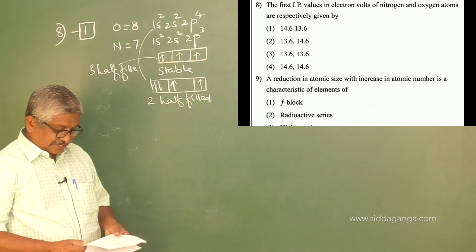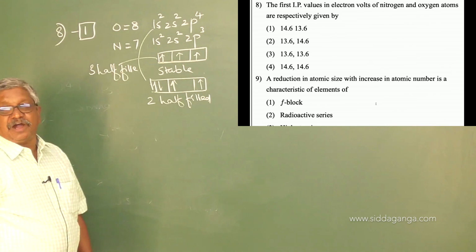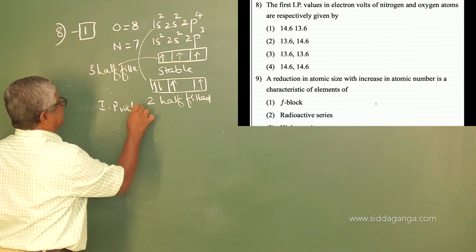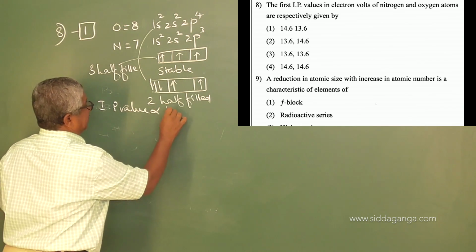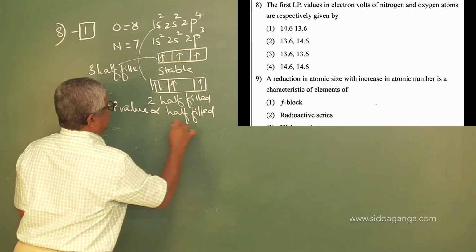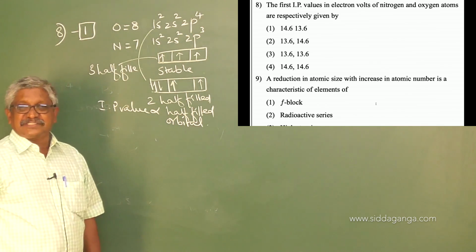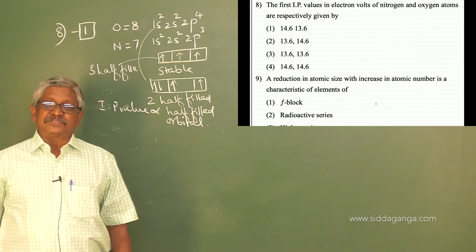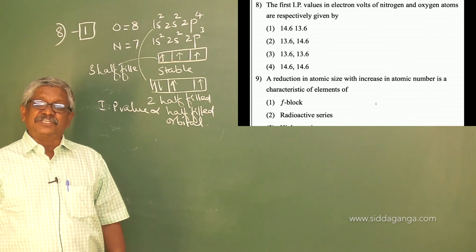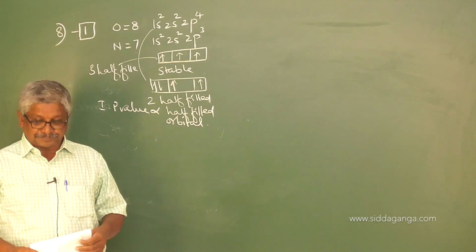So the reason is IP value directly proportional to half-filled orbitals. ಯಾವುದೆಲ್ಲ half-filled orbital ಜಾಸ್ತಿ ಇರುತ್ತೋ ಅದಕ್ಕೆ IP values ಜಾಸ್ತಿಯೇ ಇರುತ್ತೆ. So then option 1 for the question number 8. Next it is question number 10.